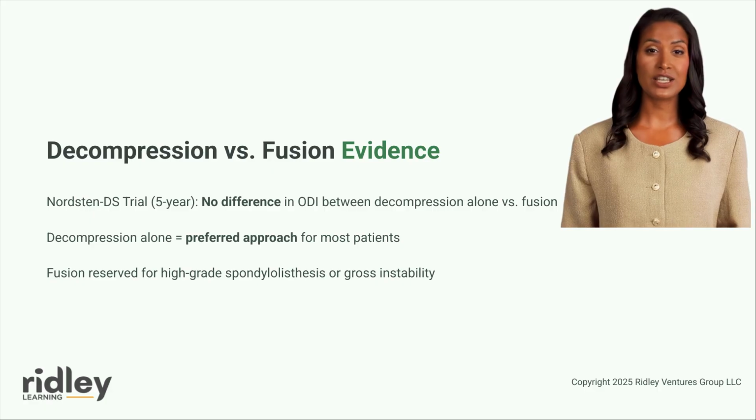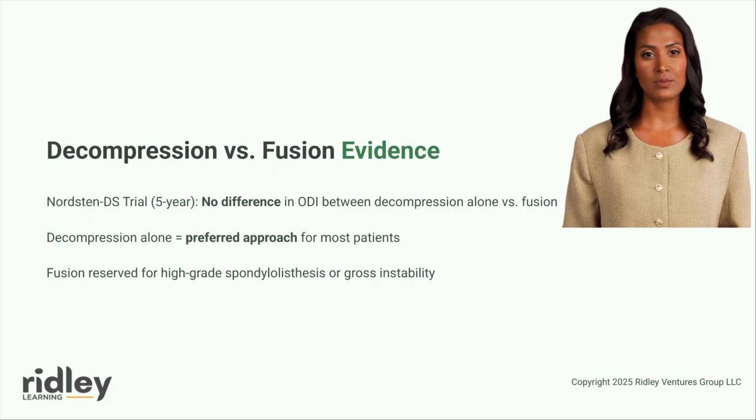These findings support decompression alone as the preferred surgical approach for most patients with stenosis and spondylolisthesis, avoiding the increased operative time, blood loss, and complication risk associated with fusion procedures. A meta-analysis by Cheng and colleagues further confirmed these findings across multiple studies examining single-level lumbar spinal stenosis with spondylolisthesis. The pooled analysis found equivalent clinical outcomes between decompression alone and decompression plus fusion, with decompression alone demonstrating advantages in operative time, blood loss, and complication rates.